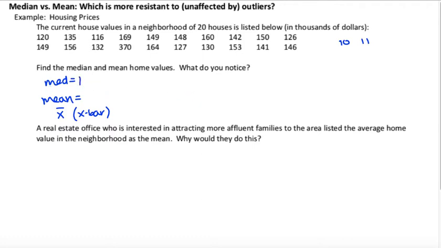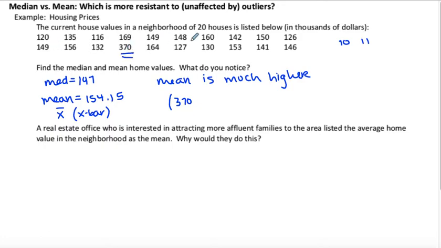All right, so I had 147 for our median, and then I had 154.15 for our mean. And so what I notice here is that my mean is much higher. That 370 that we have here, this house that's 370,000 compared to the others in the neighborhood, is pulling that mean up. But the median is not really affected by that.